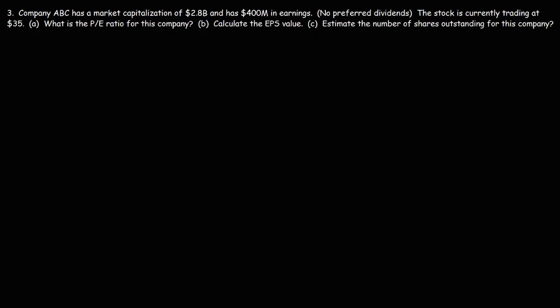Number 3. Company ABC has a market capitalization of $2.8 billion and has $400 million in earnings. And there's no preferred dividends in this problem. The stock is currently trading at $35. Part A: What is the PE ratio for this company?